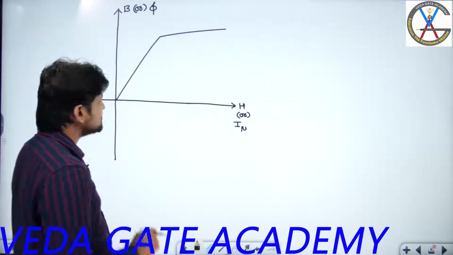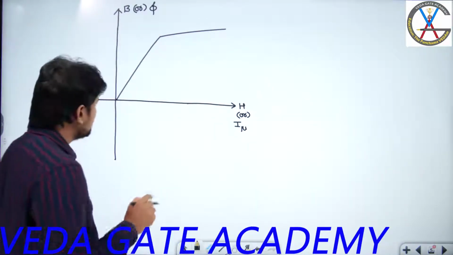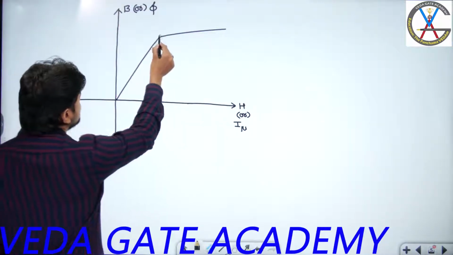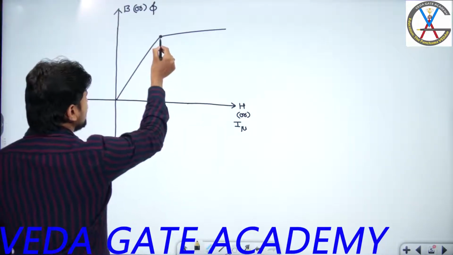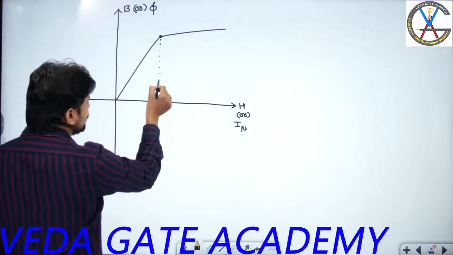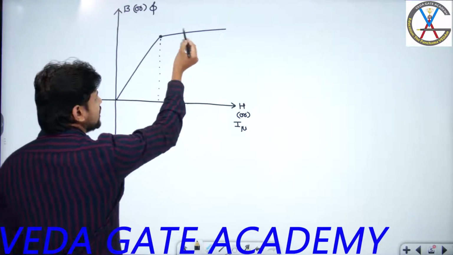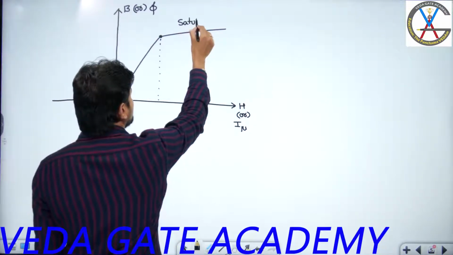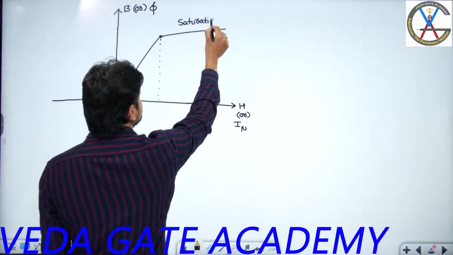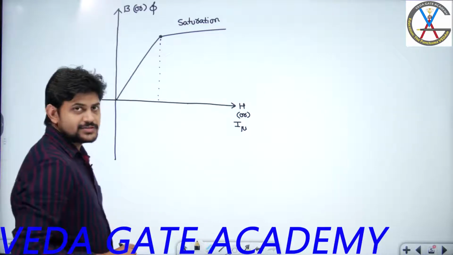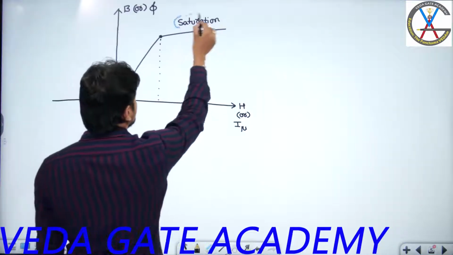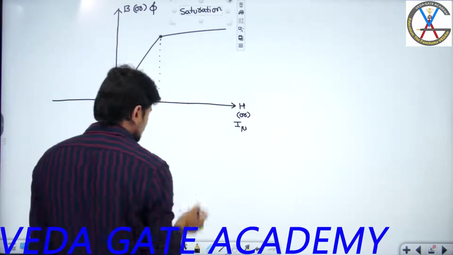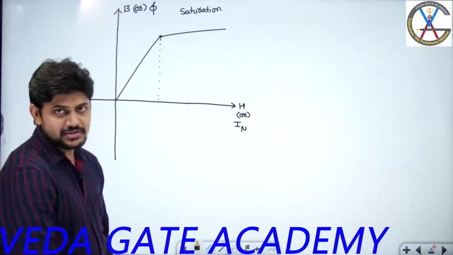Now here, if you are considering these BH characteristics, initially up to this knee point or operating point, which I can call the knee point. After this knee point, what will happen? My transformer core enters into which region? Saturation region. My transformer core enters into the saturation region. Let me move this slightly up. So it will enter into the saturation region, right?